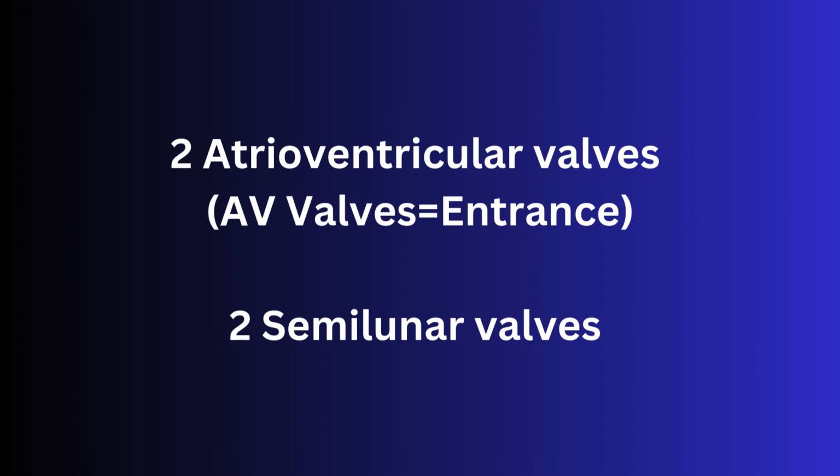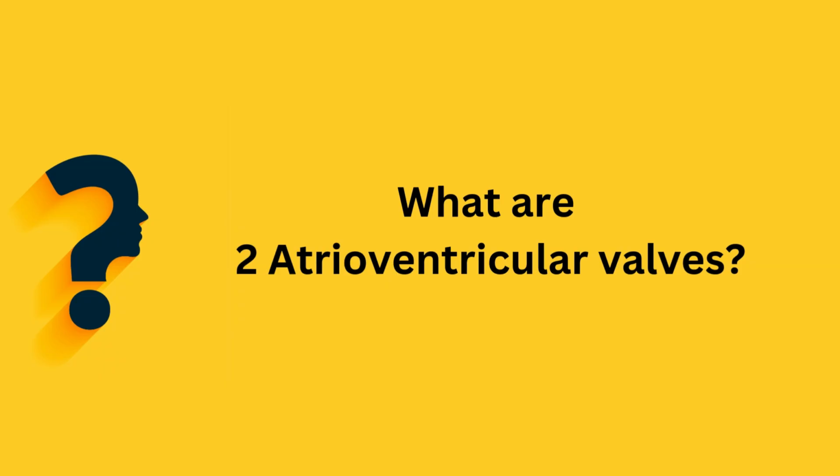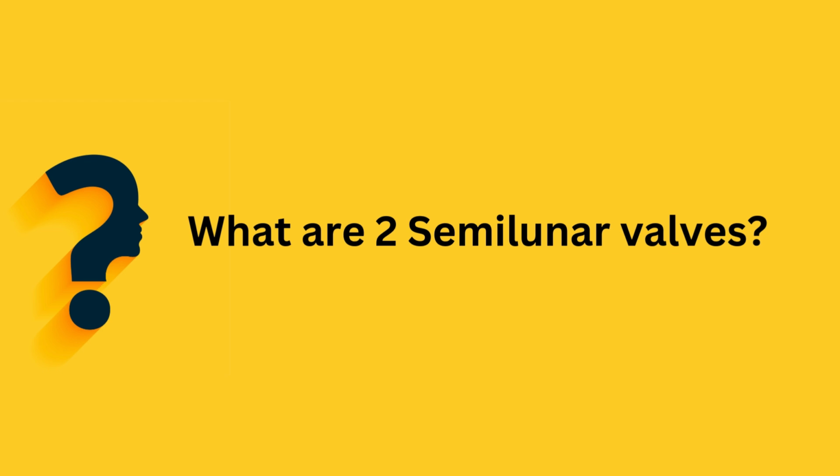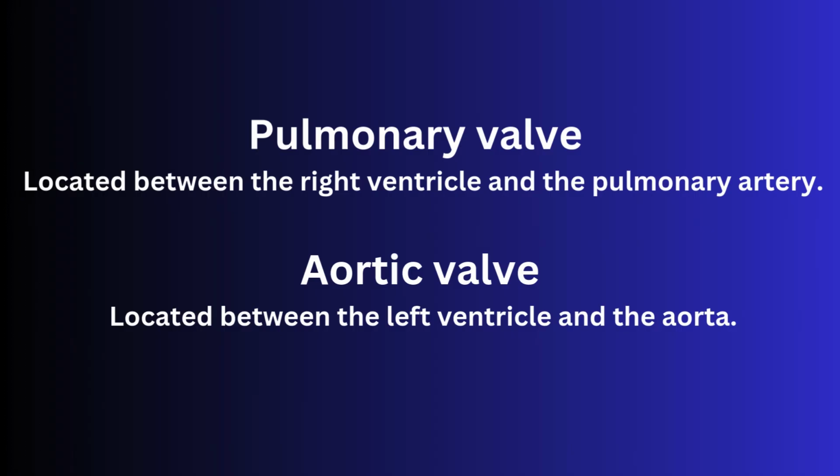2 semilunar valves. What are the 2 atrioventricular valves? Tricuspid valve, located between the right atrium and right ventricle. Bicuspid mitral valve, located between the left atrium and left ventricle. What are the two semilunar valves? Pulmonary valve, located between the right ventricle and the pulmonary artery. Aortic valve, located between the left ventricle and the aorta.